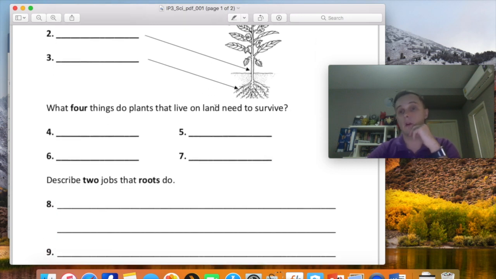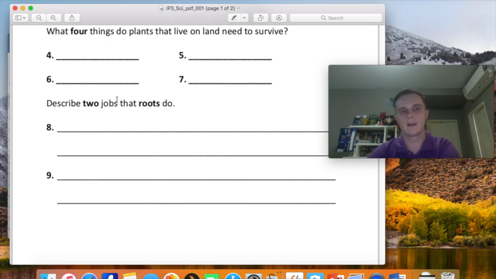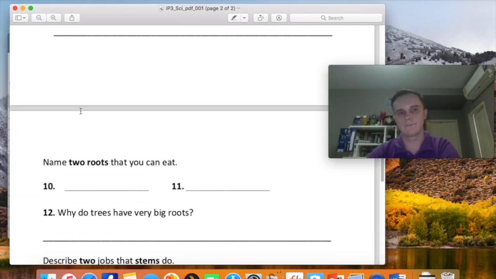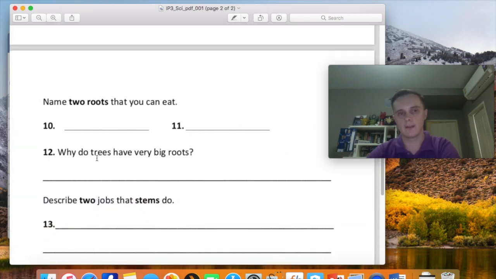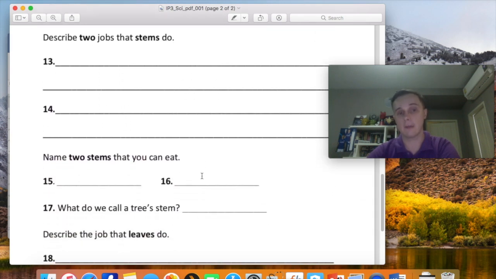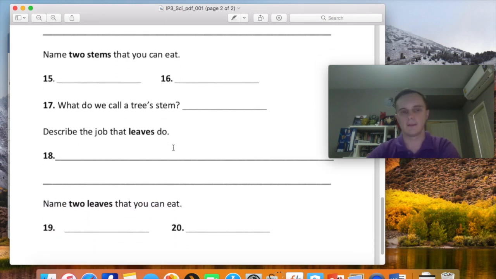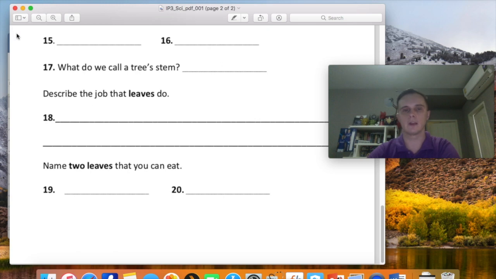But this one, rather than being a gap fill, you need to answer all of these questions. What 4 things do plants that live on land need to survive? Describe 2 jobs that roots do. 2 roots that you can eat. Tell me why trees have very big roots. 2 jobs that stems do. 2 stems you can eat. What do we call a tree's stem? Describe the job that leaves do. And 2 leaves that you can eat.